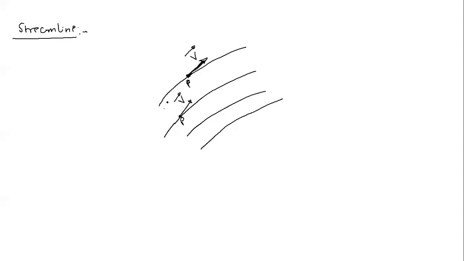Okay, so if you have a certain set of lines and you are drawing the tangent to those lines at a particular point, and that tangent is going to represent the velocity vector at that particular point, then we call this set of lines a streamline.